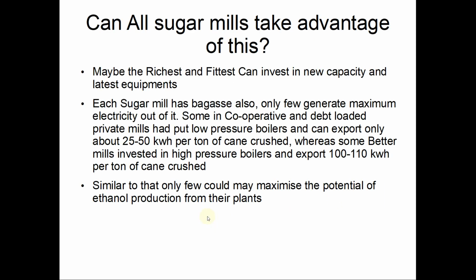Can all sugar mills take advantage of this? Only the richest and fittest can put in new capacities and latest equipments. We can compare this situation to biogas-based cogeneration projects which took off on a large scale several years back. Some cooperatives and debt-loaded mills invested in cheap low-pressure boilers and export only about 25 to 30 units of power per ton of cane crushed, whereas some mills invested in high-pressure boilers and currently export more than 100 to 110 units per ton of cane crushed.